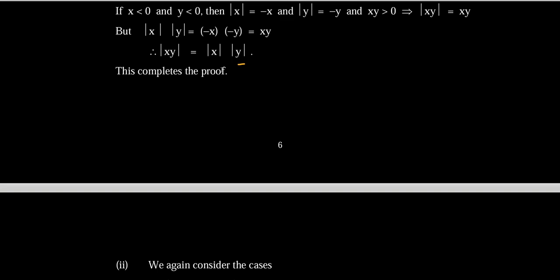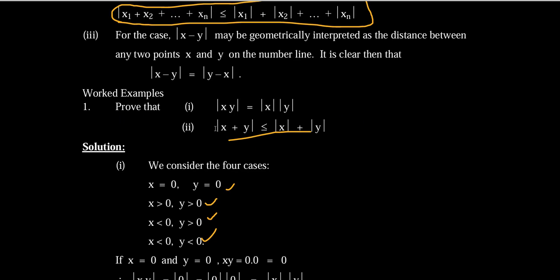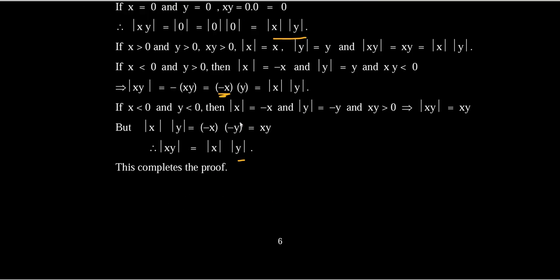Alright, so let's handle the next proof. The next proof required you to do this. It requires you to prove that the absolute value of x plus y is less than or equal to the absolute value of x plus the absolute value of y.